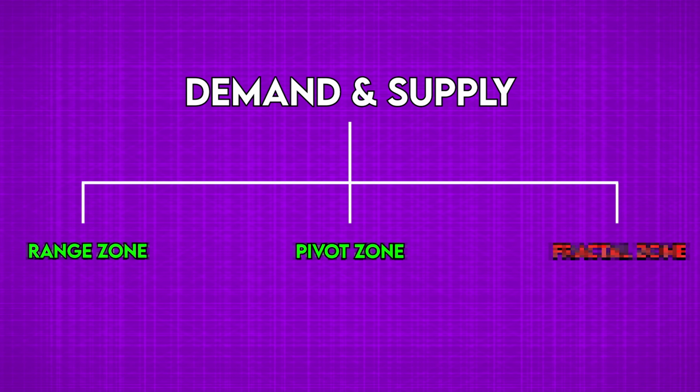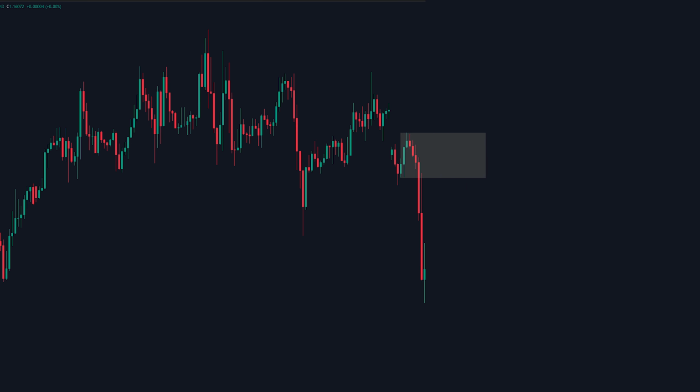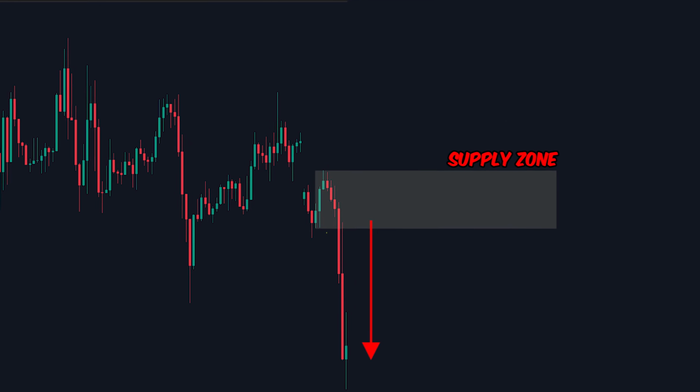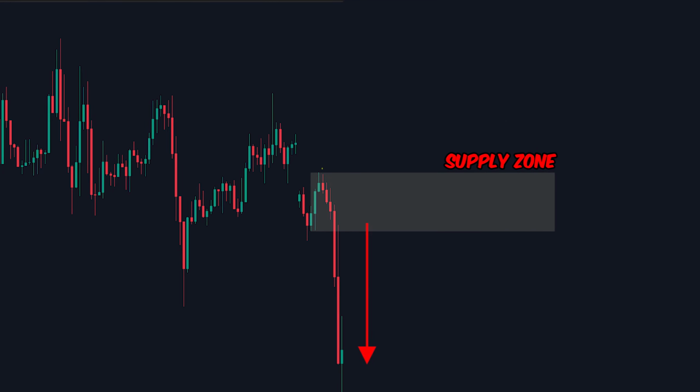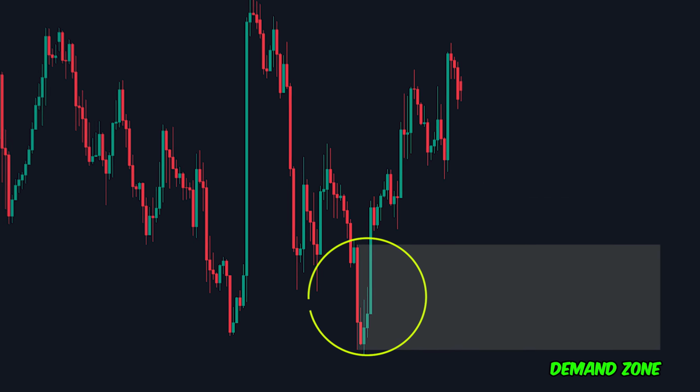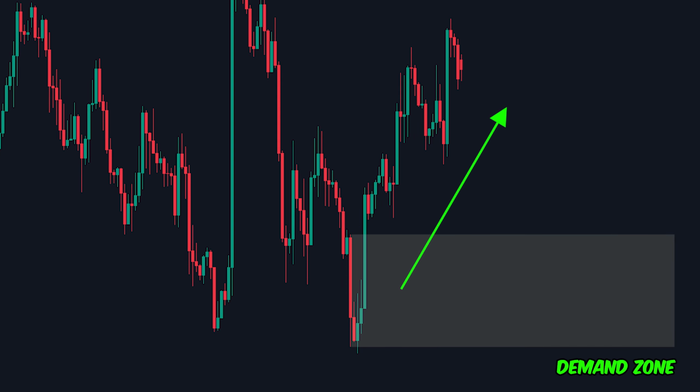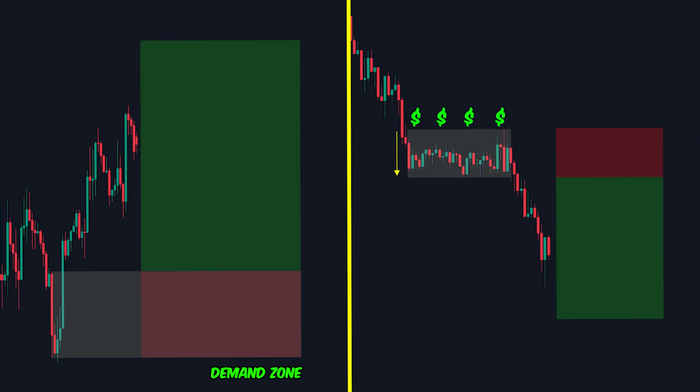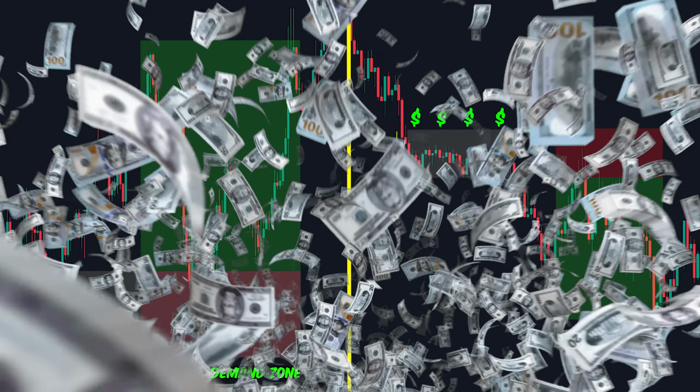Number 2 is the pivot zone. One or two candles that cause a sharp reversal. For a supply zone, that's a bullish candle followed by a strong bearish push. We call it a buy to sell zone. For a demand zone, it's a bearish candle followed by a strong bullish move, a sell to buy zone. These two setups alone can transform how you trade.